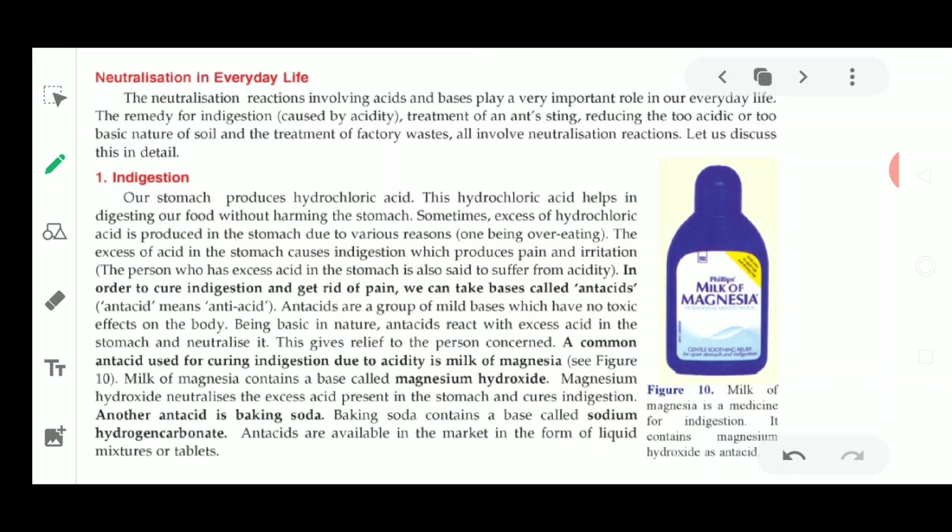Now let us discuss this one by one in detail. The first topic is indigestion. This neutralization reaction is very much utilized in the process of indigestion, where our stomach produces hydrochloric acid. Everybody knows that our stomach produces hydrochloric acid, and this hydrochloric acid has a very important role in your food.